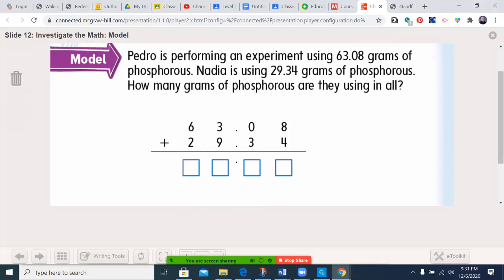All right, so Pedro's performing an experiment using 68.800 grams of phosphorus. Nadia is using 29.34 grams of phosphorus. How many grams of phosphorus are they using in all?